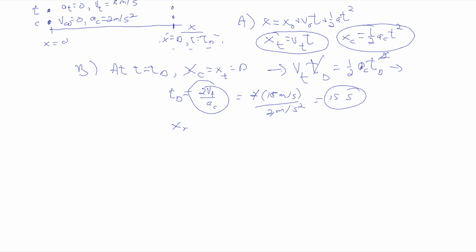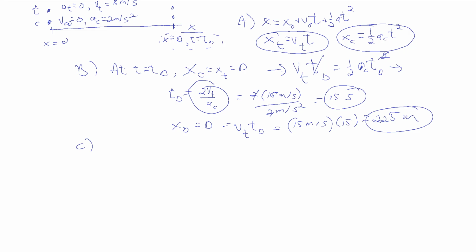What's the position when they pass? That's x sub d, or just d. Well, you could choose either the truck or the car position as a function of time equations, but the truck one's a little bit simpler. That's just v sub t times time, which is now t sub d. So that's 15 meters per second times 15 seconds, or 225 meters is where they pass each other.